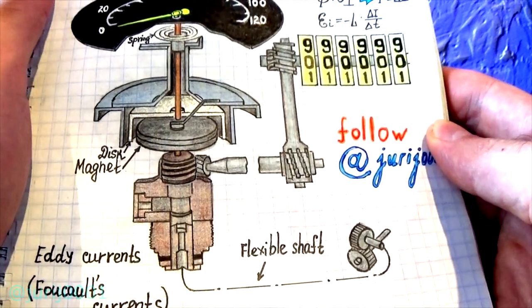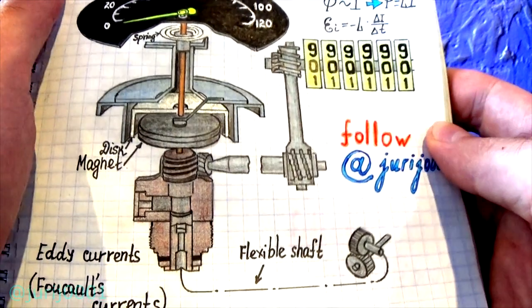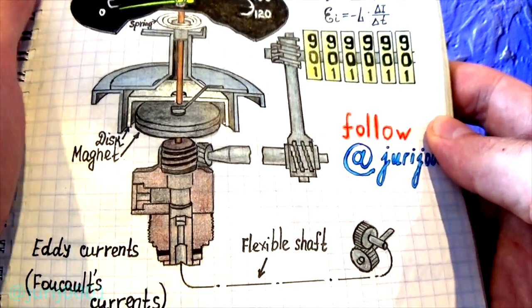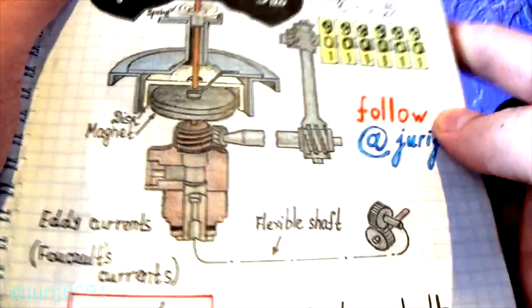The mechanism of eddy currents is related to the concept of a rotating magnetic field. According to this principle, Tesla electric motors in cars also work. And this is the next note.